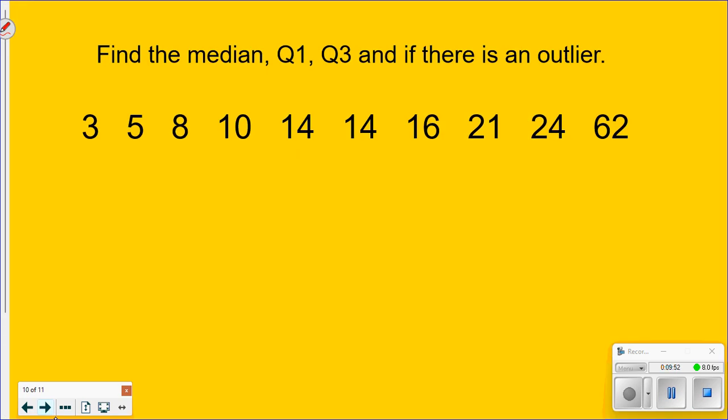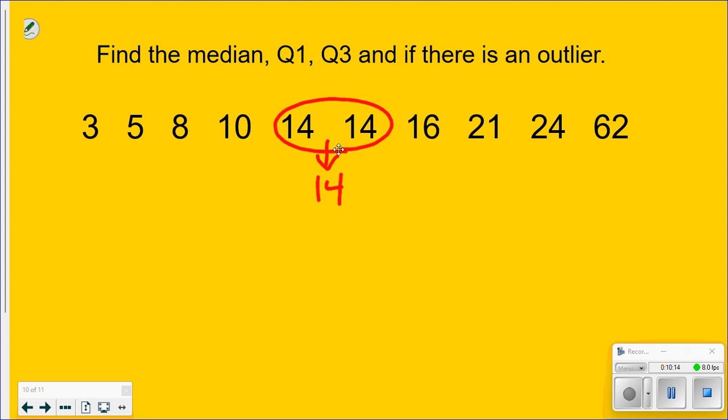First thing I'm going to do is find the median of it. So I don't even know how many pieces I have here. I have 1, 2, 3, 4, 5, 6, 7, 8, 9, 10. So that means I'm going to have 2 that are together. Okay, so I already know by looking at it, since they're just the same, 14 plus 14 is going to be 28 divided by 2, so my median is 14.